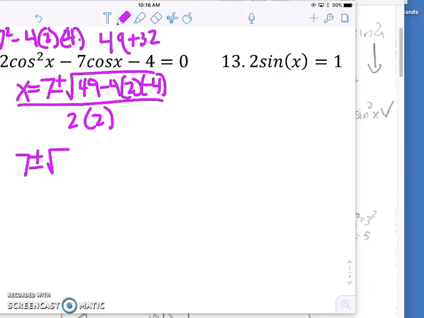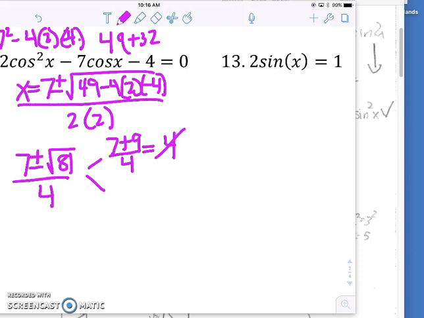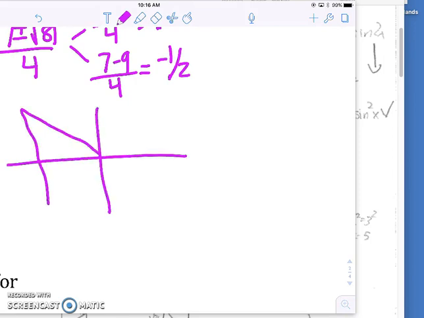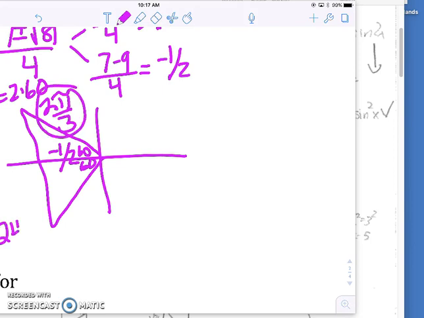So 7 plus or minus the square root of 81 over 4. So we have 7 plus 9 over 4. Well, that's 4, so we don't need to worry about that one. 7 minus 9 over 4. -2 over 4 is -1/2. So our cosine, our x value is -1/2. So we have -1/2 here. So that makes these 60. So 120, 2 times 60, so 2 pi over 3. This would be 240, 4 times 60, so 4 pi over 3.